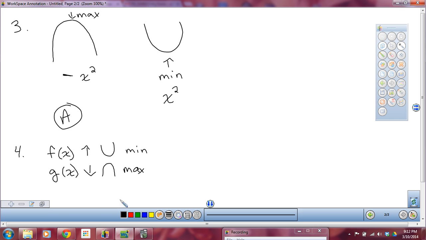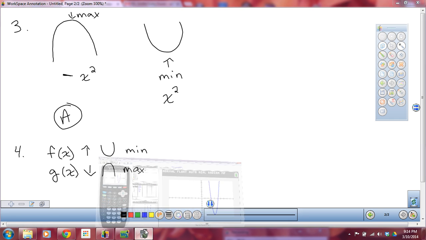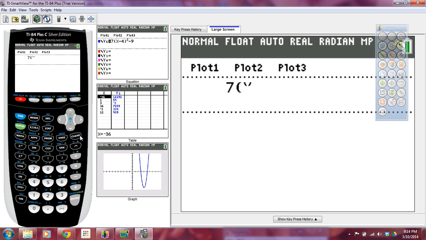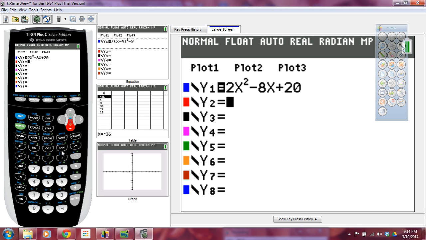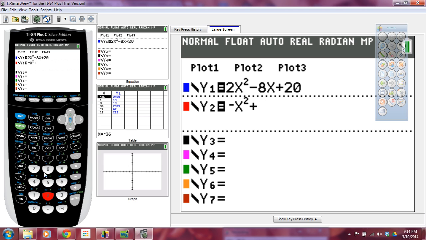So now what we're going to do is graph them. We're going to put our f of x in the first y, and we're going to put g of x in the second y. So I've got 2x squared minus 8x plus 20. Then I'm going to put y2 down here, so g of x goes in that one. We have negative x squared plus 2x plus 4.